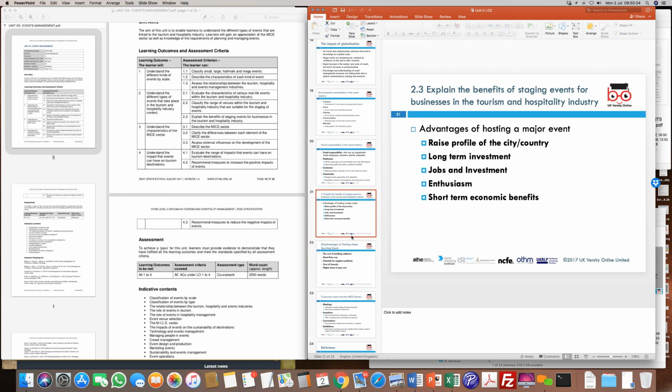And this point, which is jobs and investment, is easy to understand. When you do short-term events, when you have football matches and things like that, there is a lot of short-term employment generated because you will need security, you will need volunteers, and all of that facilitates the happening of that event in that location. Now, sometimes you look at benefits which are short-term benefits.